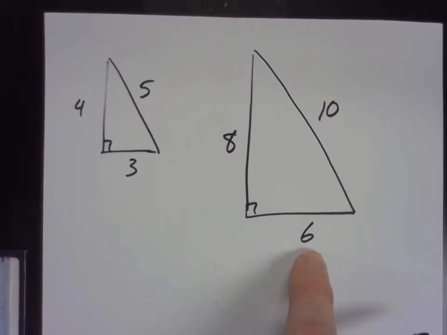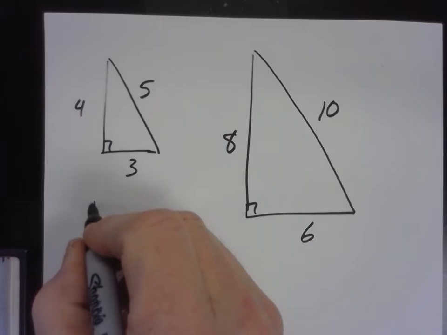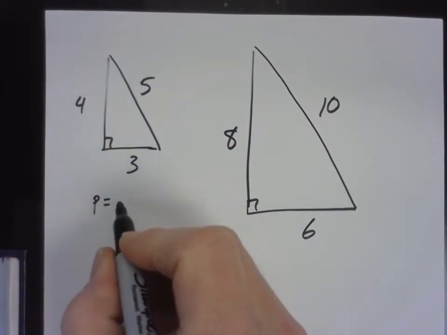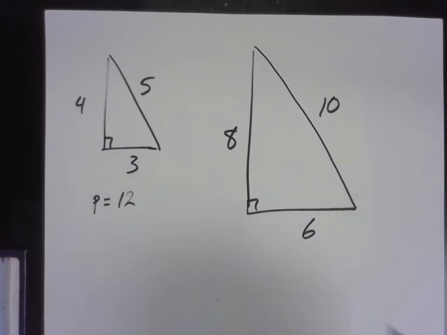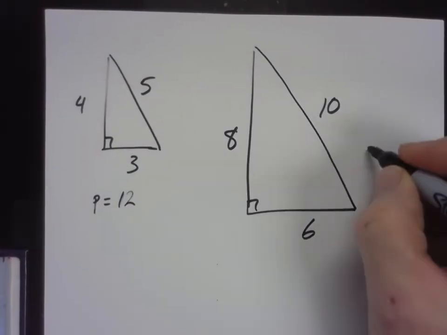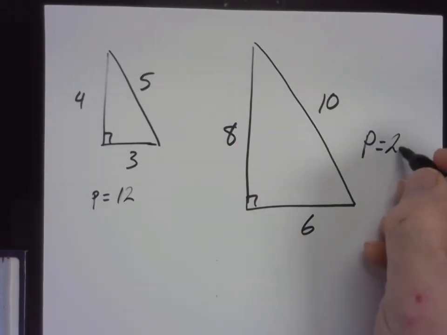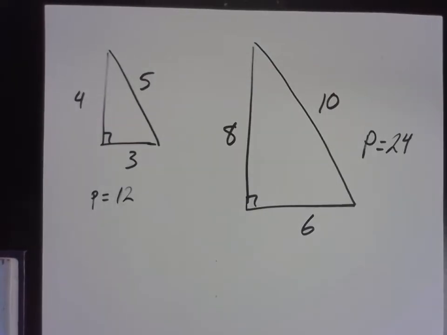1 to 2. Well, what about the perimeters? Let's look at the perimeter of our little triangle. 7 plus 5, that's 12, right? 12 is the perimeter of our small triangle. What about the perimeter of our big triangle? 6 plus 8 is 14 plus 10. Are the perimeters proportional? Right, they have that same scale factor for the perimeters as we do for the lengths of the sides. So we can use that to find missing pieces.